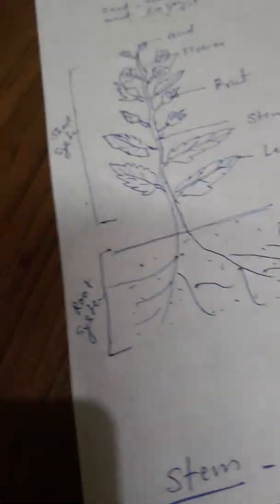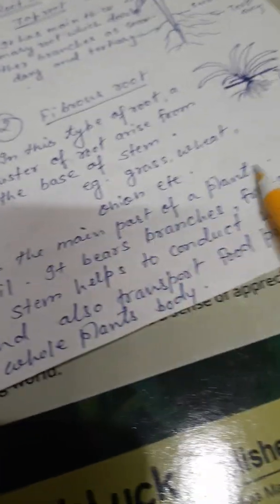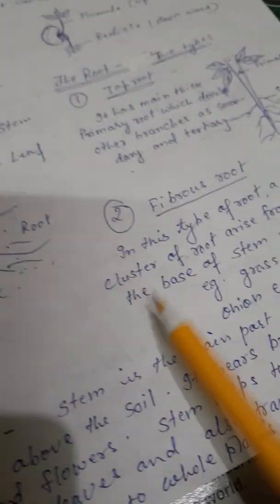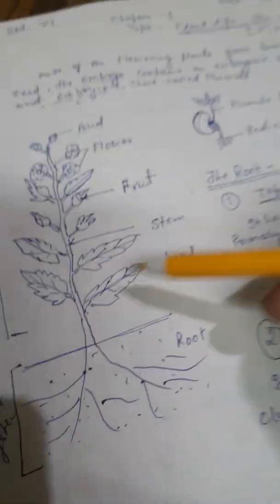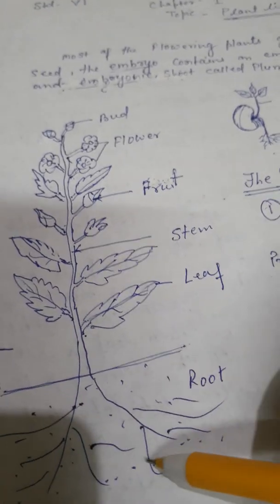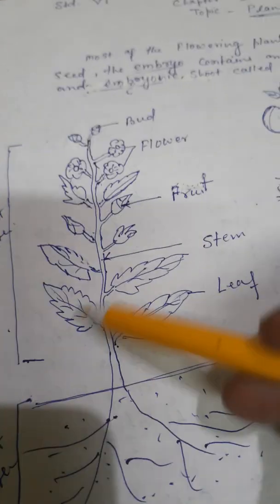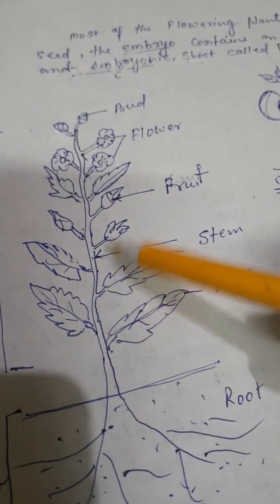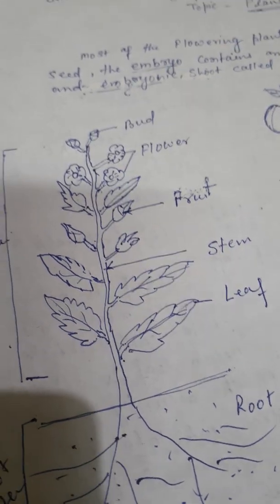Second, stem is the main part of the plant. Stem grows above the soil. This is stem. It grows above the soil. This is soil. Below the soil, root, and above the soil, stem. This all part is stem.